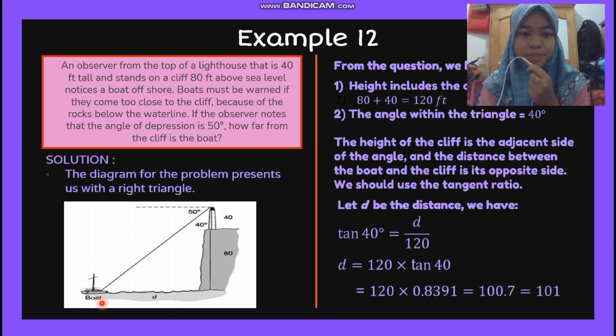Let D be the distance, and we have tangent 40 degrees equals D divided by 120, and D equals 120 times tangent 40, equals 120 times 0.8391, equals 100.7. Because we round up, the answer is 101.